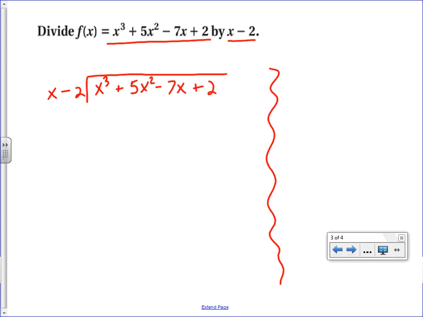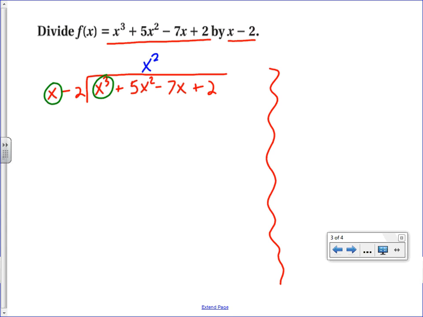All right, one step at a time. Take your first term from the inside, divide it by your first term on the outside. X to the third divided by x. Or x to the third, take out an x, and you'll be left with just x squared. Right? That goes on the answer line. Notice I lined it up over the other x squared just to stay organized.